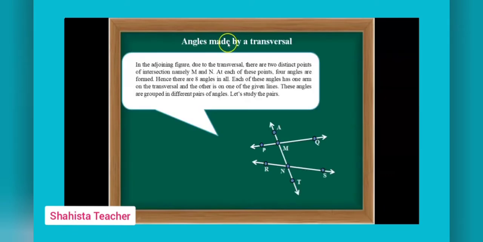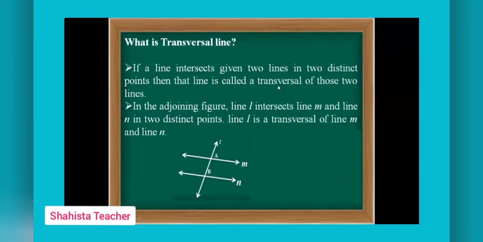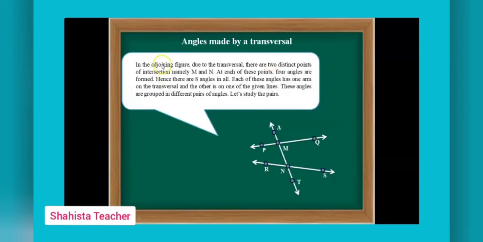Angles made by a transversal. In the adjoining figure, due to the transversal, there are two distinct points, A and B, of intersection. Here we see two lines, and they are not parallel, because they are going in different directions. PQ is going in one direction and RS is going in a different direction.